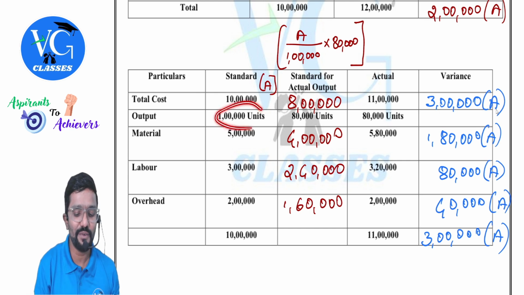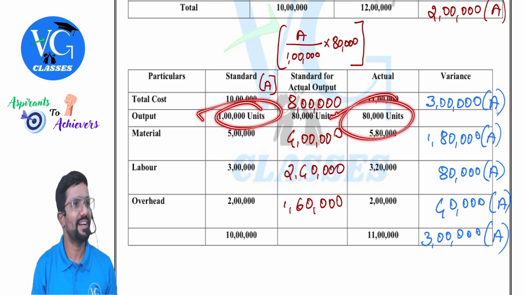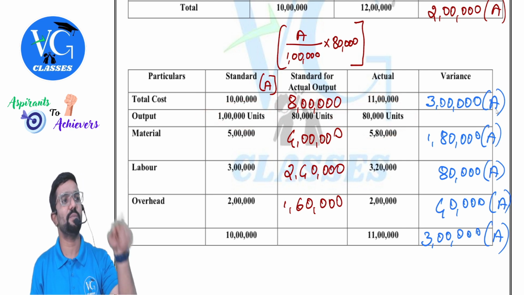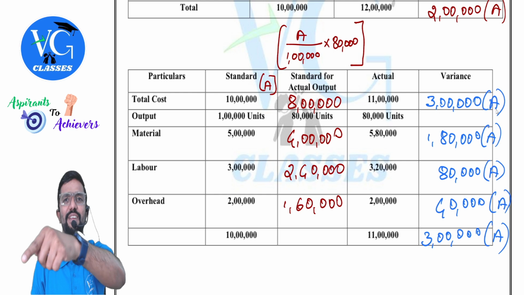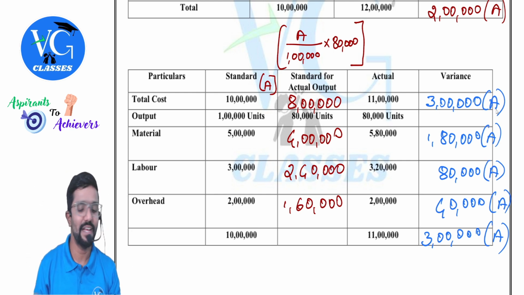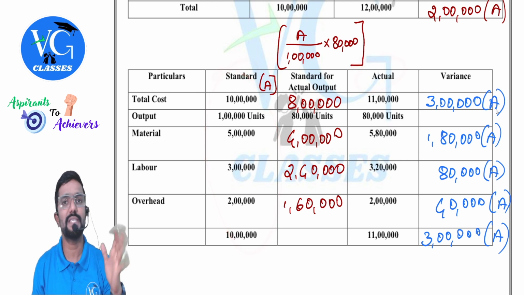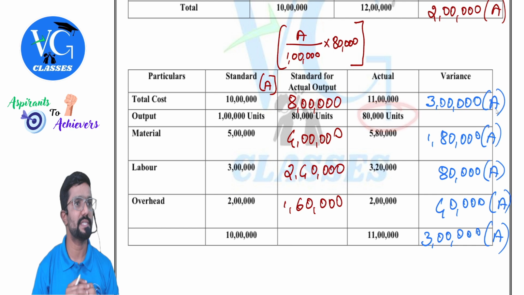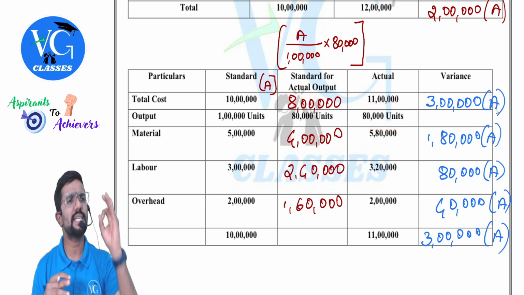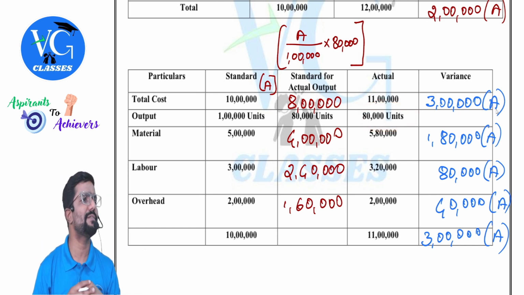Why, sir? Because this is for 1 lakh and this is for 80,000. Correct. Now I cannot tell you whatever you are supposed to incur for 1 lakh, you incur for 80,000. How is it fair? Clear. Now convert the standard data for what? Actual output. Now what is actual output? 80,000 units. Convert all the standard data. Standard data should always be converted for actual output price.